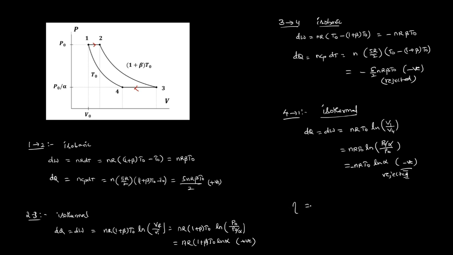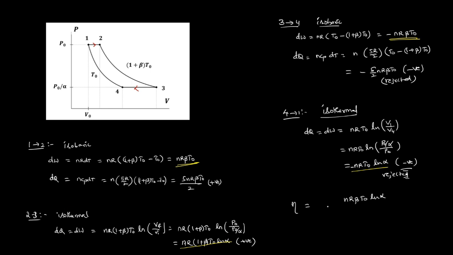Now we can write the efficiency is equal to total work done. Work done in 1 to 2 is nR beta T naught, and work done in 3 to 4 is minus nR beta T naught. These two will cancel out. This is the positive work done and this is the negative work done, both will cancel out. Here we are getting the positive work done, here the negative work done: minus nRT naught ln alpha, and nR 1 plus beta T naught ln alpha. Adding the resultant of these two, nRT naught ln alpha cancels out, and you will get nR beta T naught ln alpha.